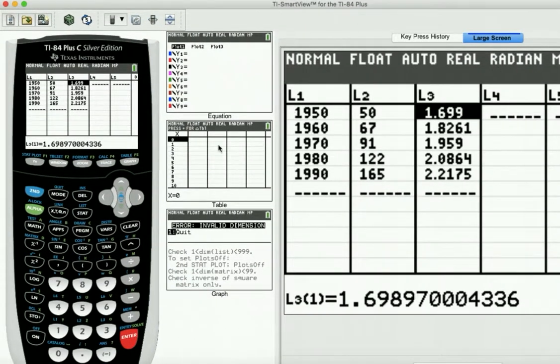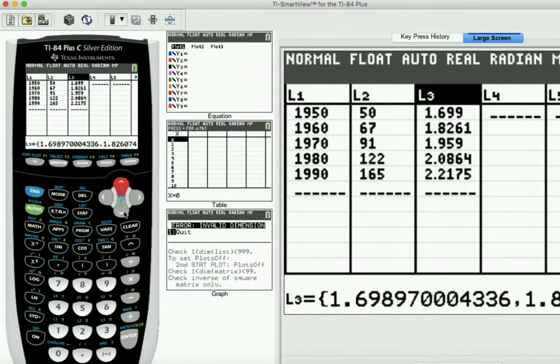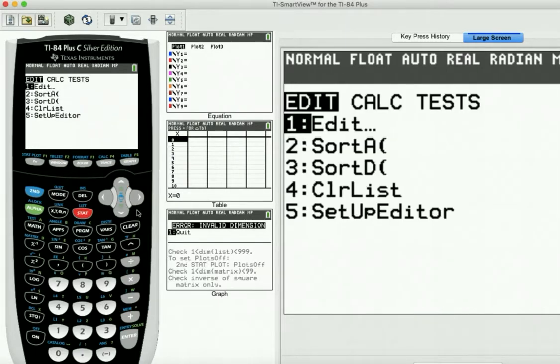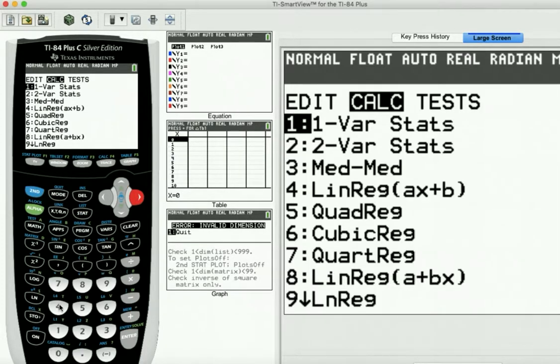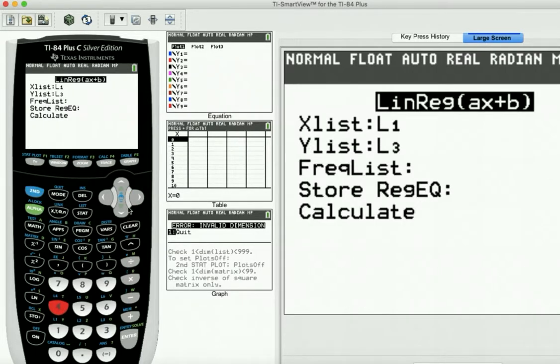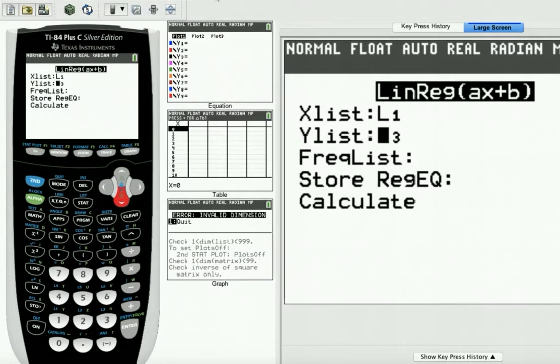Okay, so now that we've done that, we want to use this L3 to get our new regression equation that we can use because we transformed those values. So we're going to go to Stat, go to Calc, and go to option 4 or option 8, whichever one you decide. We're going to do L1, but this time we're going to do L3. So you want to make sure you've got L3 as your Y because we're using that transformed Y.